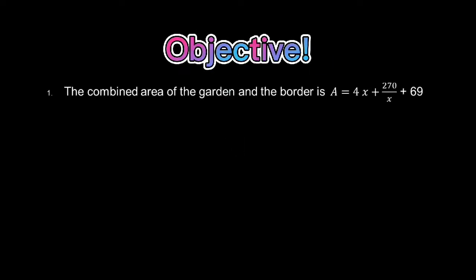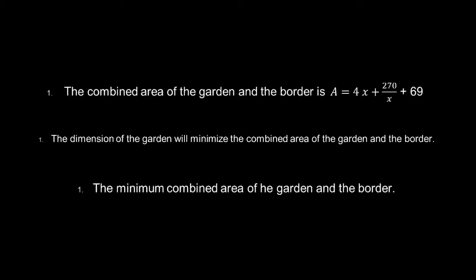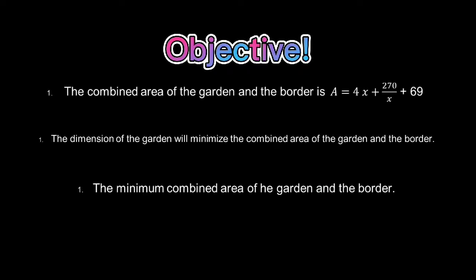So the first objective is we need to show the combined area of the garden and the border, which is A equal to 4x plus 270 over x plus 69. The second objective, we need to show the dimensions of the garden that will minimize the combined area of the garden and the border. And the last objective is we need to show the minimum combined area of the garden and the border.